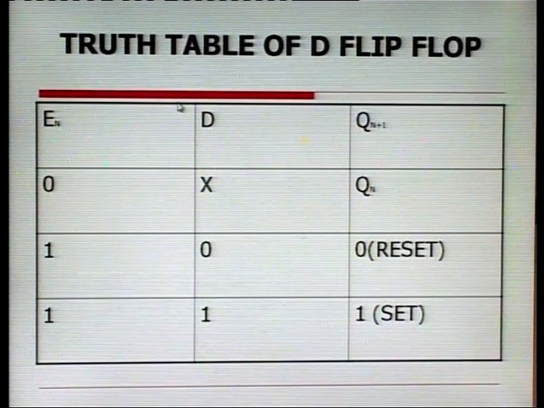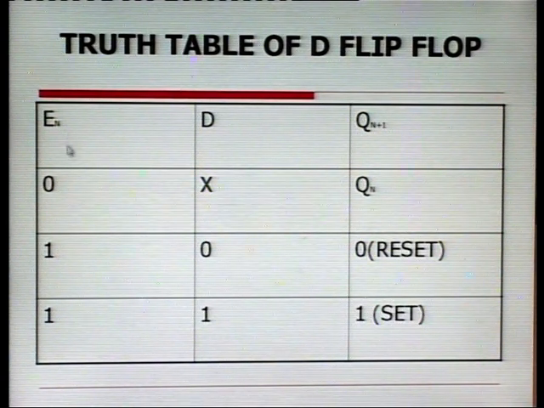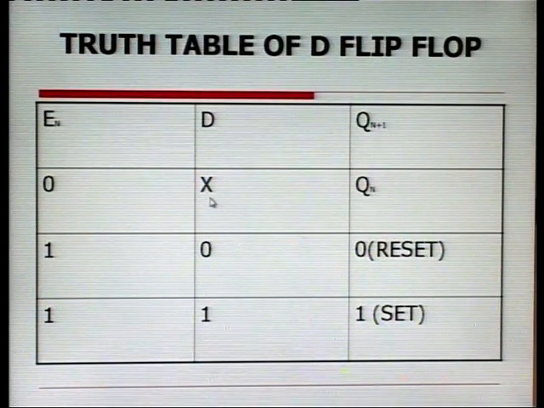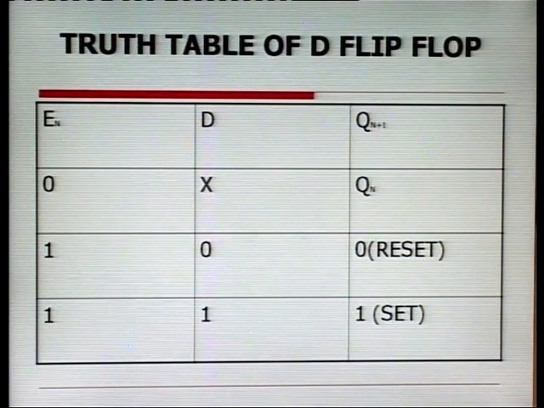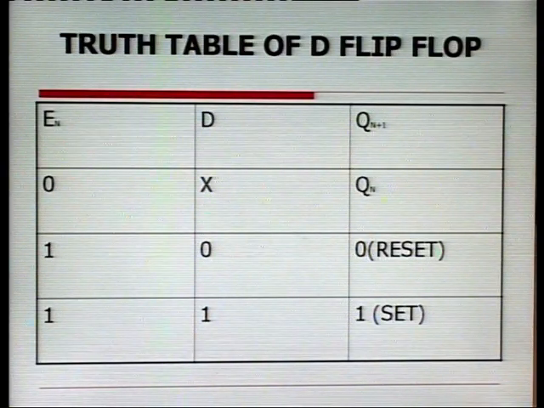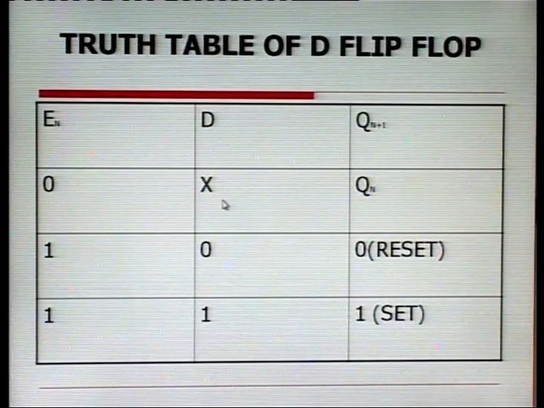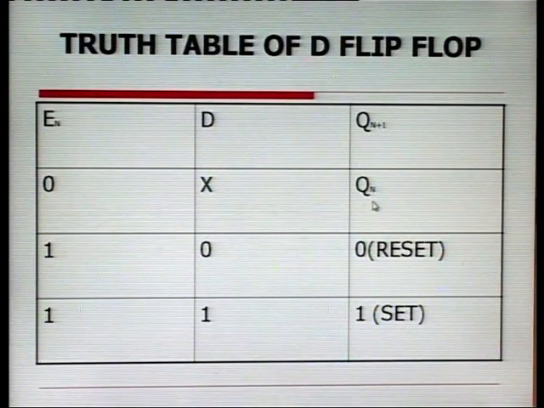Here in this slide, we have the truth table of a D flip flop. We have enable signal 0. In that case, D is a don't care, that is, it can have a value 0 or a value 1, but this value will have no effect on the working of the flip flop and it will produce no change in the output. So, the output stays at the last value.